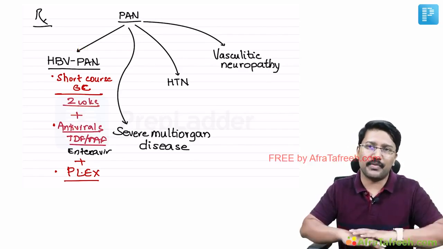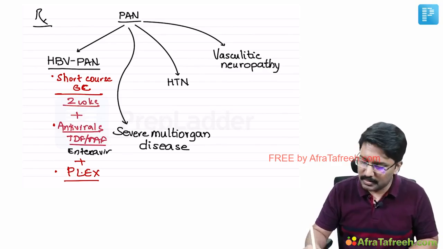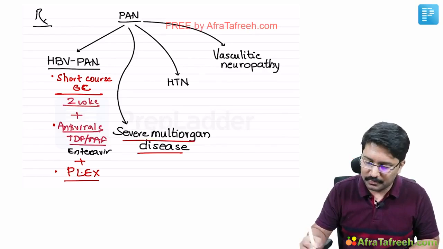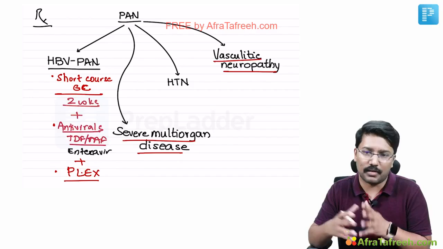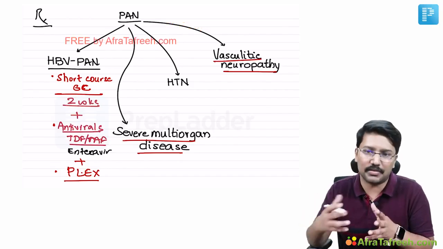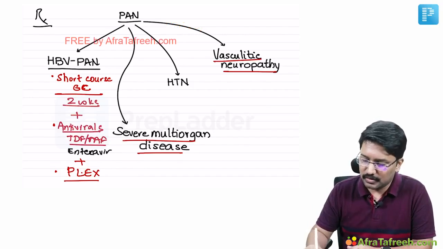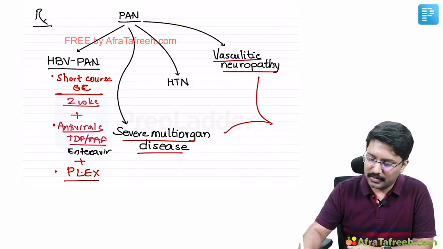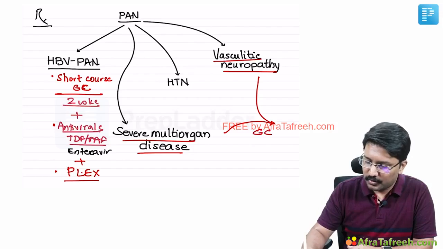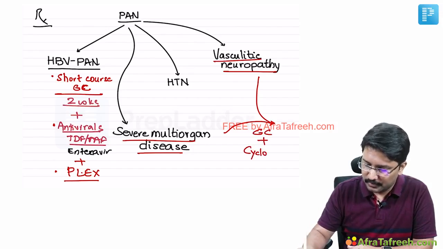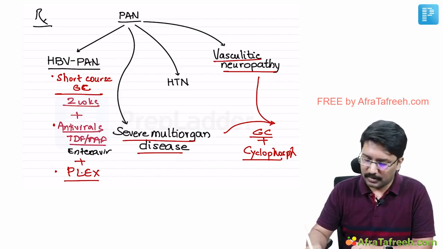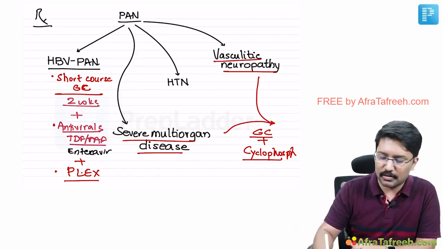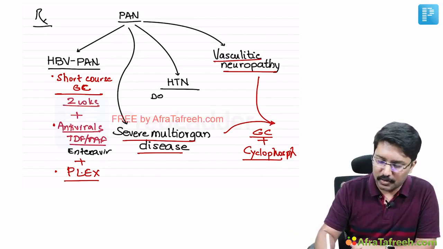But irrespective of what is causing it, if there is severe multi-organ disease, or if there is vasculitic neuropathy, patients presenting with mononeuritis multiplex, or patients presenting with organ dysfunction, in these circumstances, we generally treat them with a combination of glucocorticoids plus cyclophosphamide, right? So that is the treatment modality, cyclophosphamide plus glucocorticoids. Now the last point you should note about the management of polyarteritis nodosa is the drug of choice for management of hypertension, right?